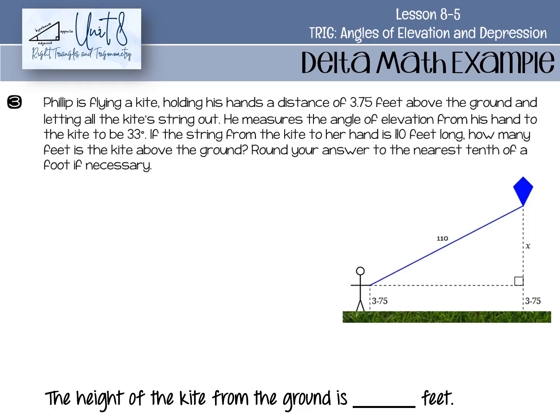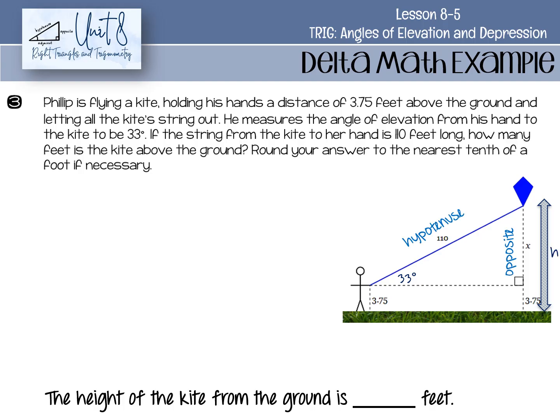Number 3, Philip is flying a kite, holding his hand a distance of 3.75 feet above the ground and letting all the kite string out. He measures the angle of elevation from his hand. See, protractors are so handy. 33 degrees. If the string of the kite in the hand is 110 feet long, how many feet is the kite above the ground? Okay, in that little triangle, X is not the entire length. So once again, we would have to add 3.75 on to that value of X.